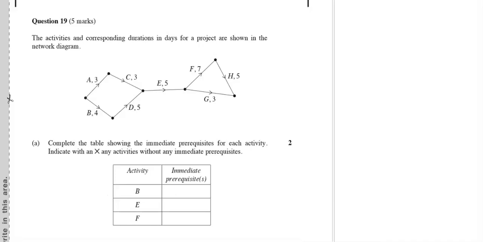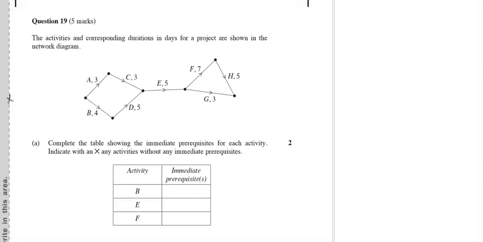Question 19. The activities and corresponding durations in days for a project are shown in the network diagram as shown. Part A. Complete the table showing the immediate prerequisites for each activity. Indicate with an X any activities without any immediate prerequisites. Pause here to try yourself.